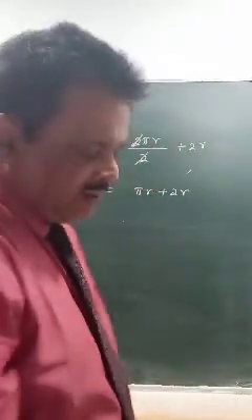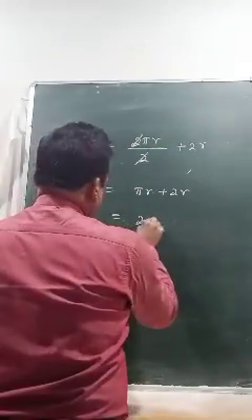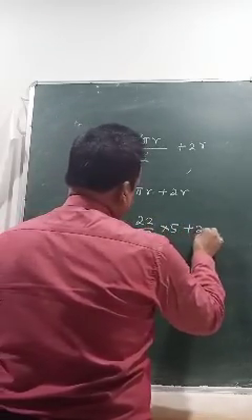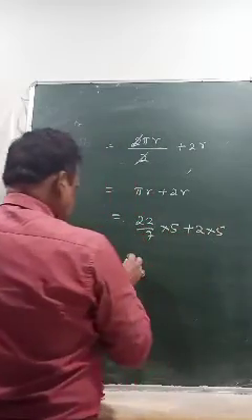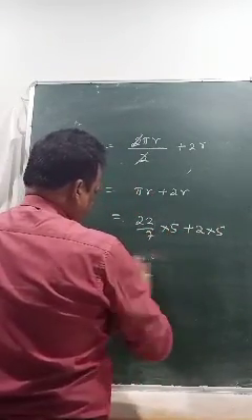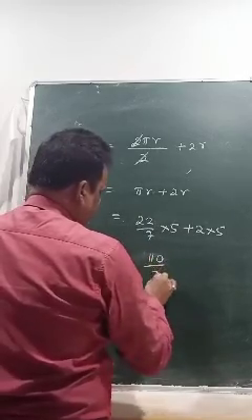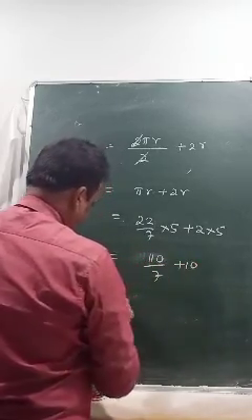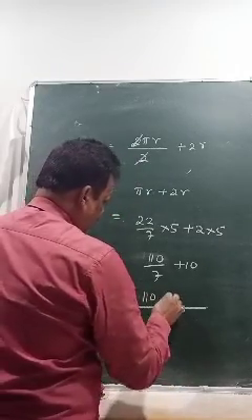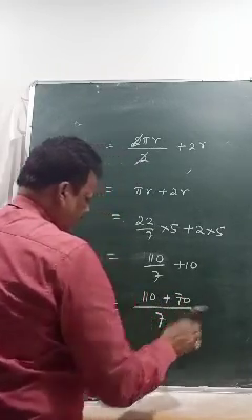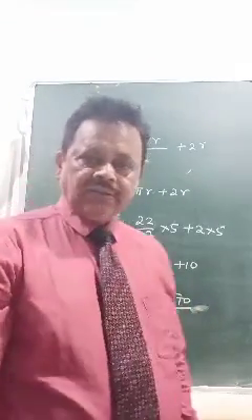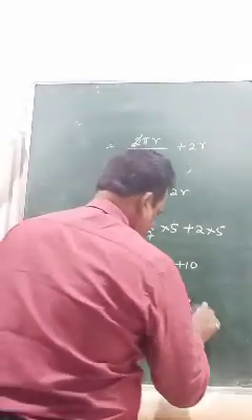Then this is 22 by 7 into 5 plus 2 into 5. So 110 by 7 plus 10. 110 plus 70. 110, 7 tens are 70. So 180 by 7.